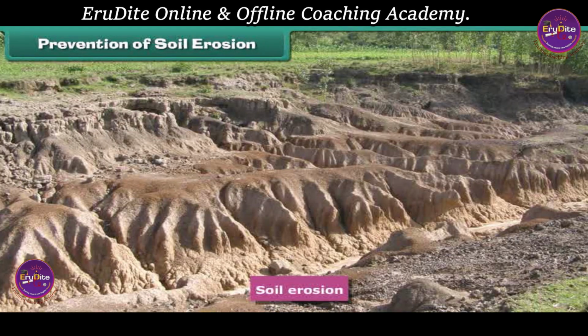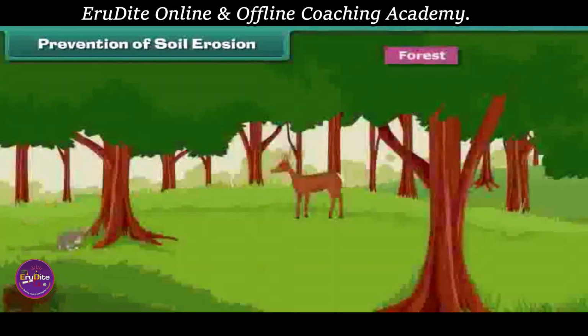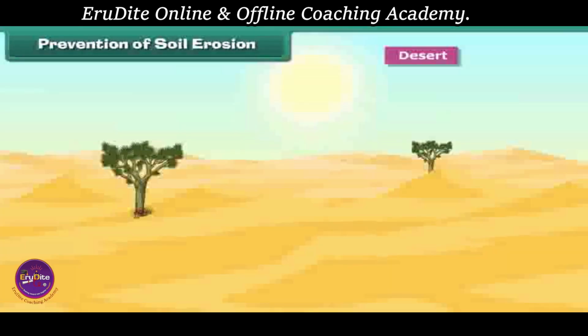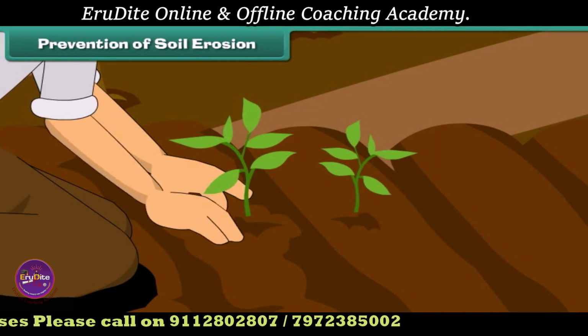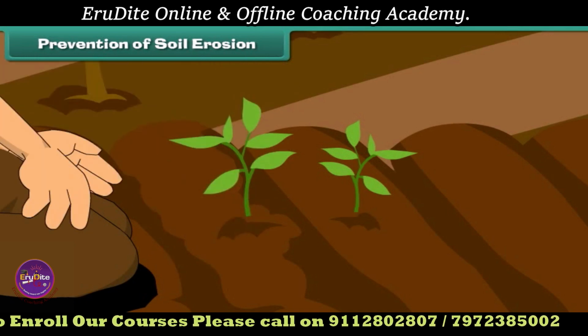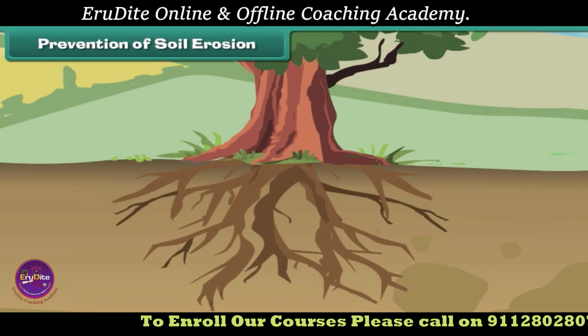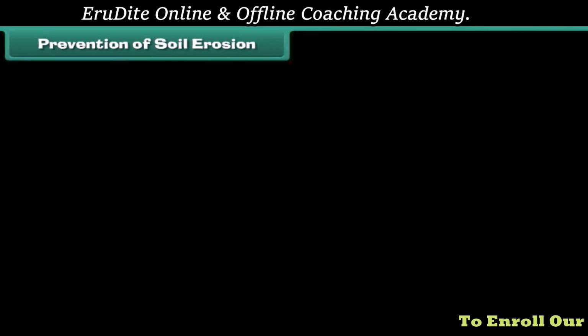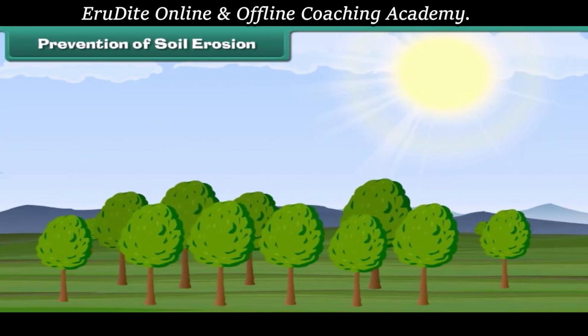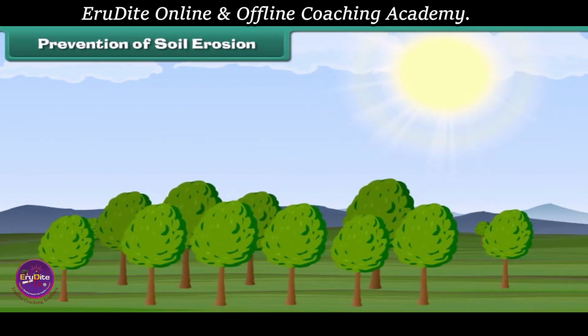Soil erosion is a major environmental problem. It has affected the whole world, from forests to deserts. Thus, it's the need of the hour to conserve the soil by preventing soil erosion. There are many ways of preventing soil erosion. One of the most common ways is to grow more and more trees. The roots of trees hold the soil firmly and do not allow it to wash away easily. Trees planted across the wind direction protect soil against the high-velocity winds.